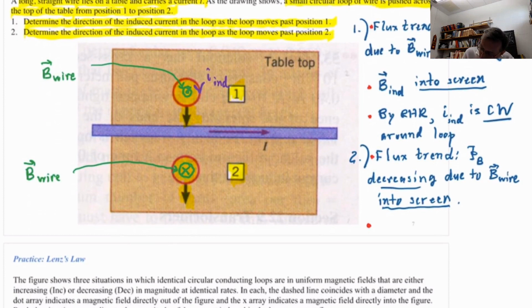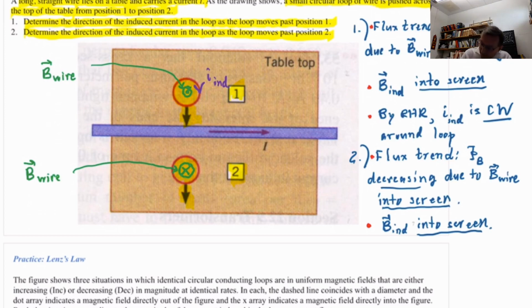All right, that's a very important point. B induced then is also into the screen. Did you say out of the screen? Almost everybody does the first time. But it isn't true. You have to keep track of two things in the flux trend. Is the flux we're talking about that's changing, is it an increasing magnitude or a decreasing magnitude? And what's the direction of the B that's causing that? And if it's a decreasing flux trend, you'll need a B induced in the same direction as the original B, because you're trying not to have a decrease.